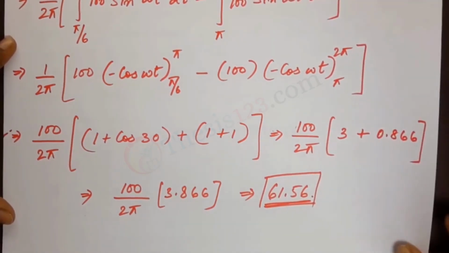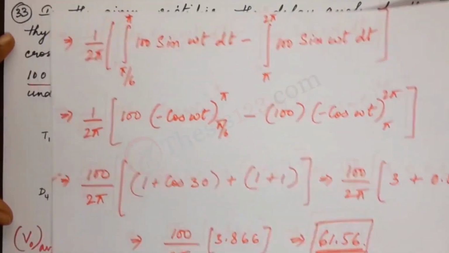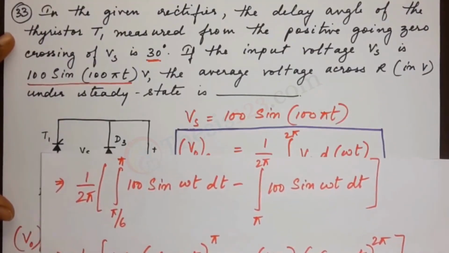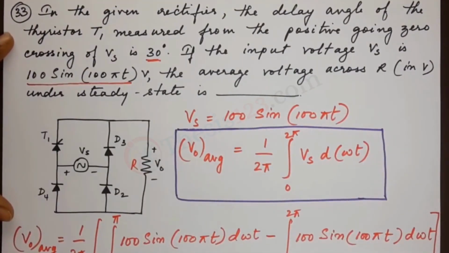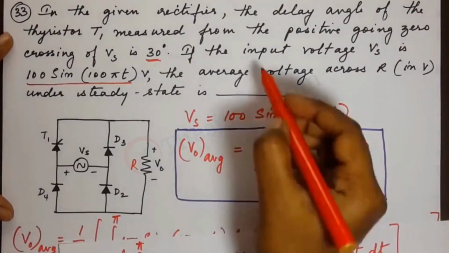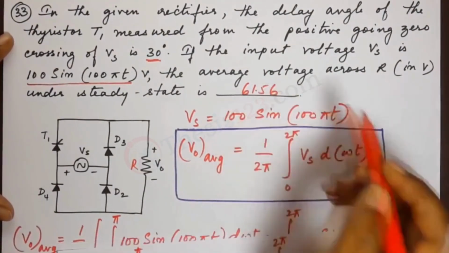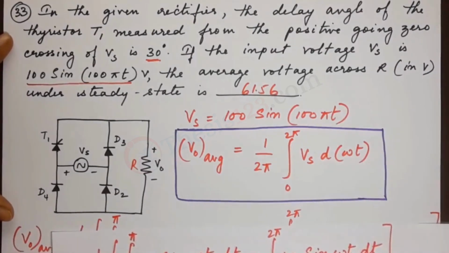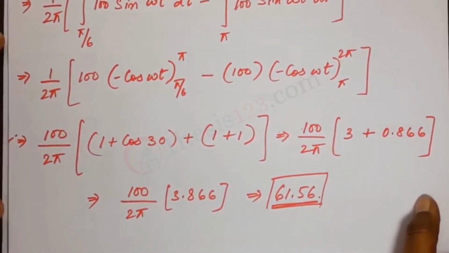So here, the question says that we have to find the average voltage across R. In order to find the average voltage across R, we use the average voltage formula of 1 by 2 pi integral of 0 to 2 pi Vs d omega t. So solving, we get the value of 61.56. This is the entire solution, and I hope it has helped.